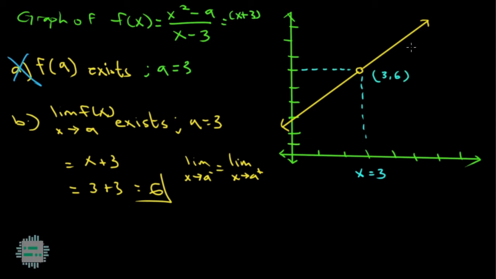Ganun din ba mangyayari kung sa right side tayo manggagaling? The answer is again, yes. Galing ka man sa left, galing ka man sa right, makukuha mo yung limit na positive 6. So, nag-i-exist yung limit. Ang problema lang natin, yung huling part.